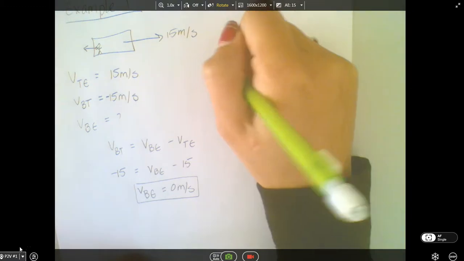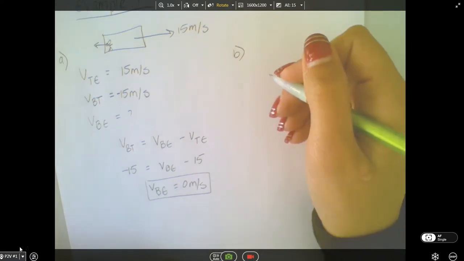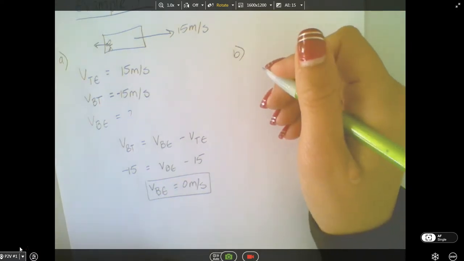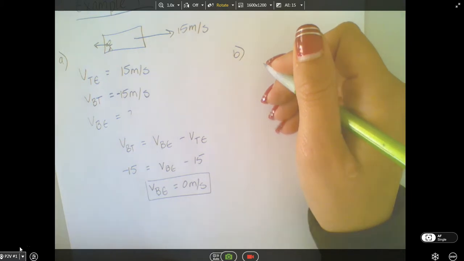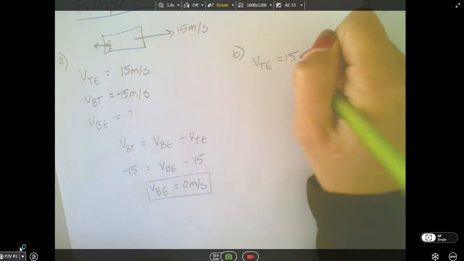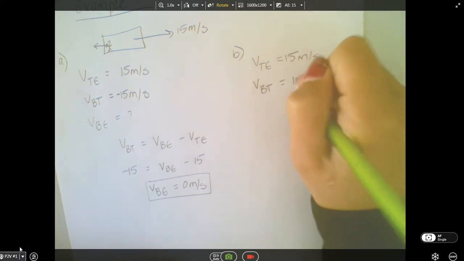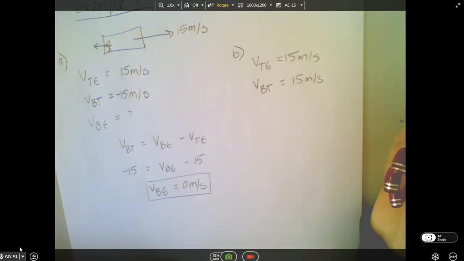So let's do part B. That was part A. Part B says, now same question, what's the velocity of the ball relative to the Earth if the ball is thrown in the opposite direction? So now the ball is thrown to the right. The velocity of the train doesn't change, we still have 15. But the velocity of the ball relative to the train is now positive 15 because it's being thrown to the right.